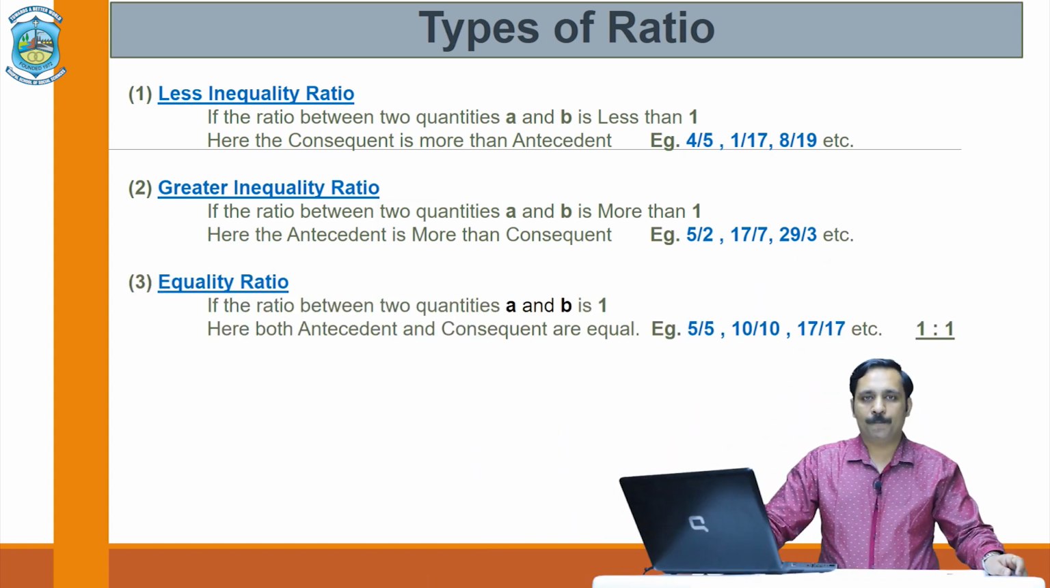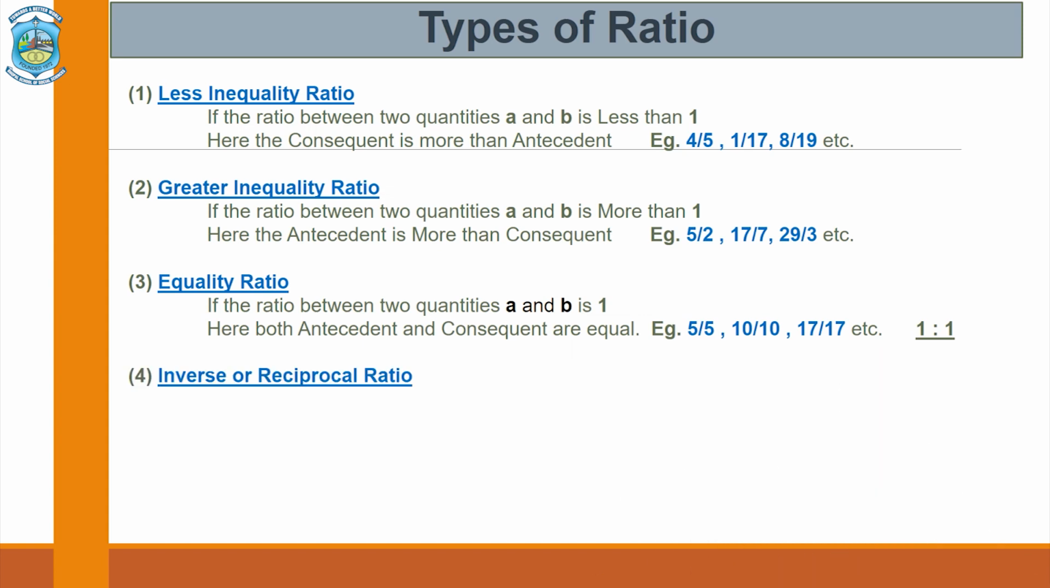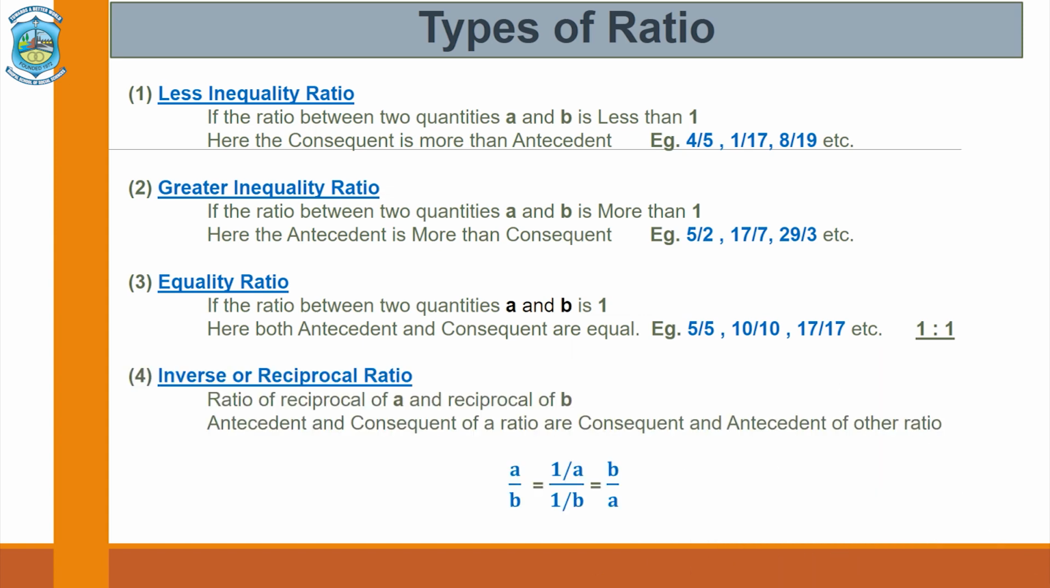Next, equality ratio. As the name suggests, it says that the two values are equal. So if the ratio between two quantities is 1, we say that it is an equality ratio. Here both antecedent as well as the consequent have the same value or are equal. For example, we have 5/5, 10/10, 17/17, and so on. Here the ratio between these two quantities is always 1:1. Next type of ratio is inverse or reciprocal ratio. The ratio of reciprocals of A and B is said to be reciprocal ratio.